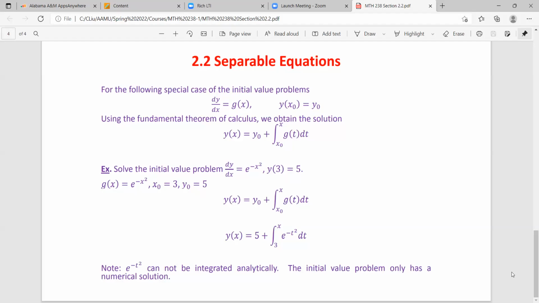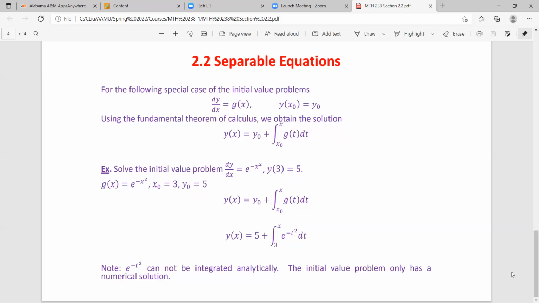Then you just choose different numbers of x. So for each value of x, you get a different value for y. So then you get a bunch of numerical values, and a bunch of points that you can plot in the graph, and that gives you the curve of this solution, right?